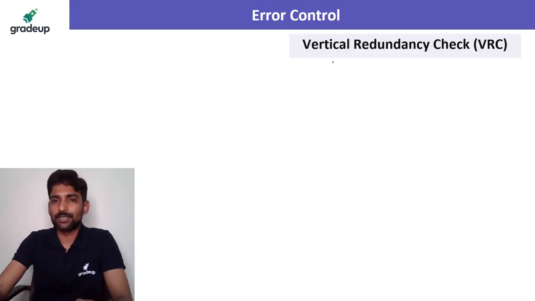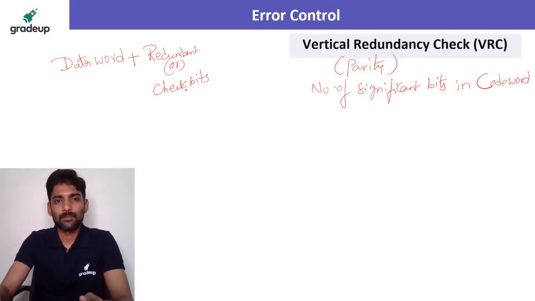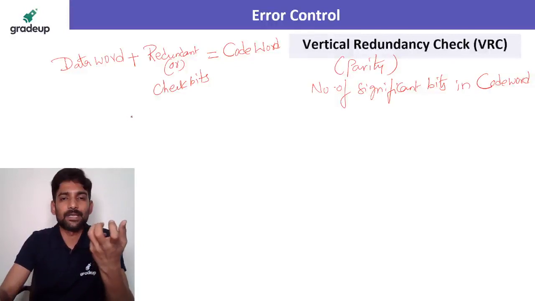So this vertical redundancy check is what we simply call the parity mechanism. We know what parity means: the number of significant binary digits, that means the significant bits in the code word. What is the code word? Suppose what the sender wants to send is the data word, but for controlling the errors, the sender will add some redundant bits or check bits. Then whatever is obtained is called the code word.